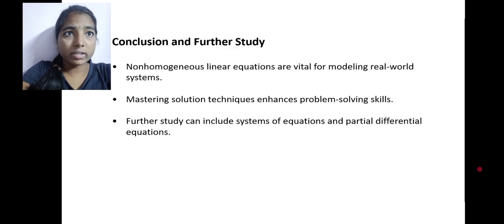What is the conclusion of the study? If you want to go deeper into this topic, non-homogeneous linear equations are vital for modeling real-world systems. Mastering solution techniques enhances problem-solving skills, and further study can include systems of equations and partial differential equations.